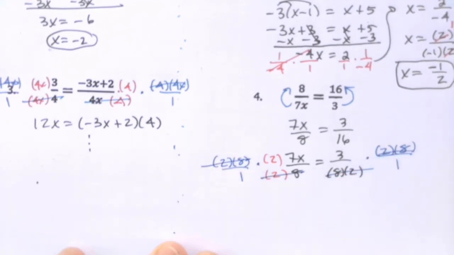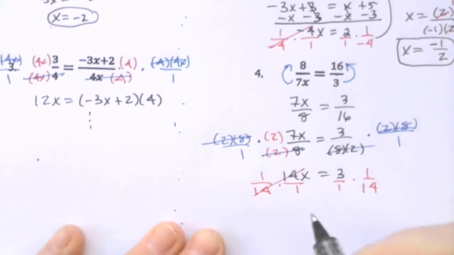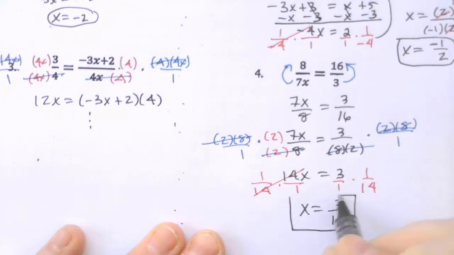Cancels out the bottoms. So now we have 2 times 7x, which is 14x equals 3. Multiply by 1 over 14 on both sides. So the 14 cancels out, and x equals 3 over 14.